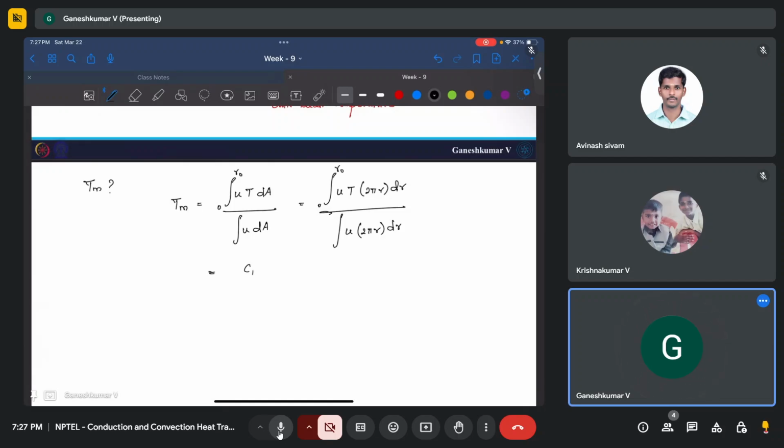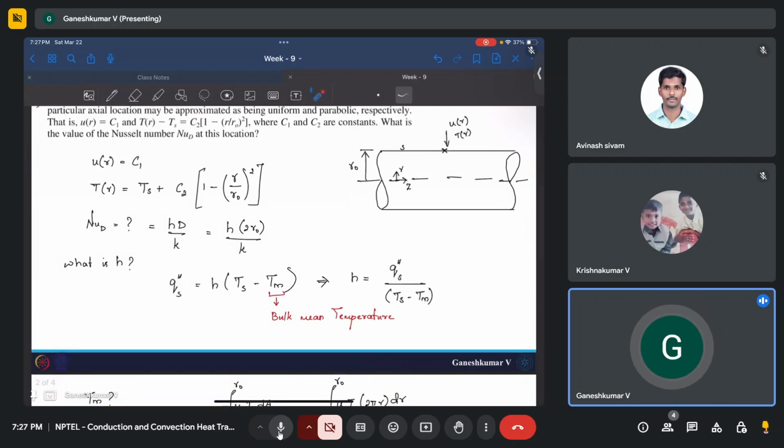Remember, in cylindrical coordinates you have 0 to R naught only. It's not like minus R naught to plus R naught, because the coordinate frame is fixed at the center, so you can only go from 0 to R naught. Along the theta direction we are integrating, that's why it's 2 pi r. 2 pi is the theta direction, 360 degrees, times r dr. So your integration will be from 0 to R naught.